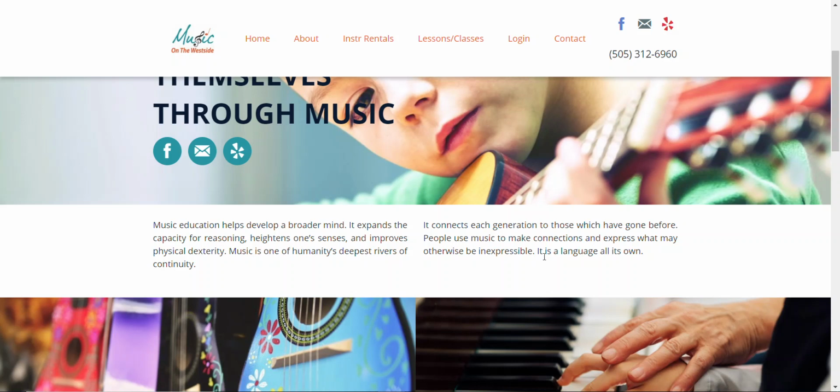It connects each generation to those which have gone before. People use music to make connections, to express what may otherwise be inexpressible. It is a language all of its own.